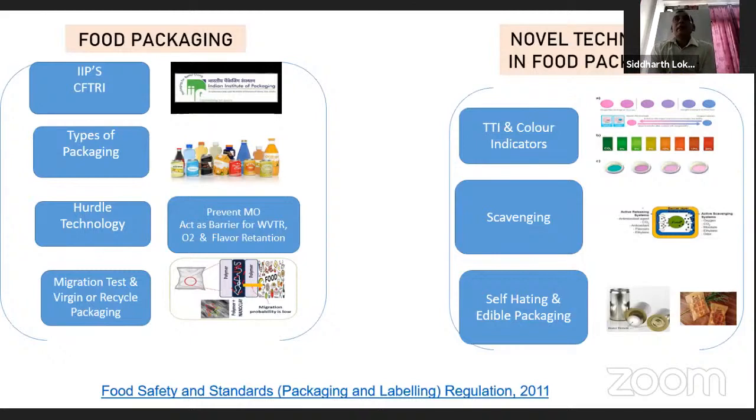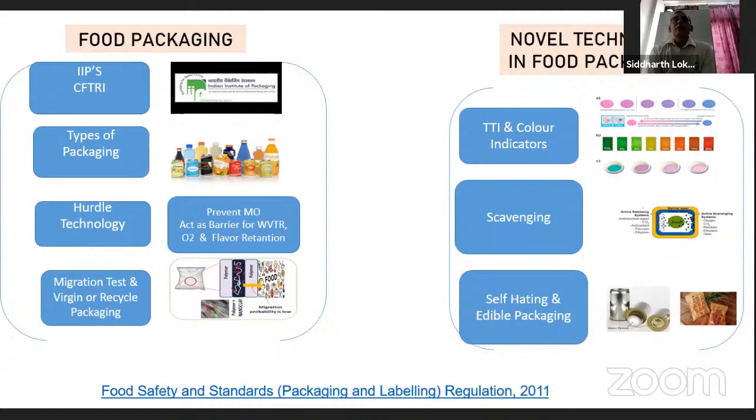For example, time temperature indicator or color indicator. Then scavenging: oxygen scavenging, then CO2, then ethylene scavenger, or maybe odor retention. There are so many functions of this active packaging. The new era is in self-heating and edible packaging, or biodegradable packaging is another era where we have to look very carefully.